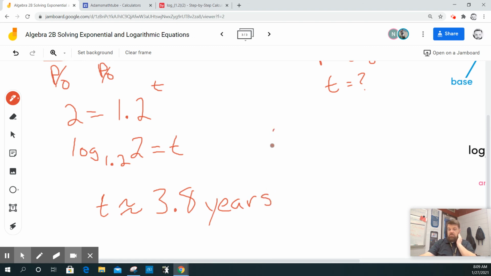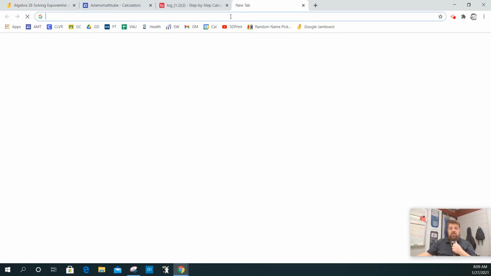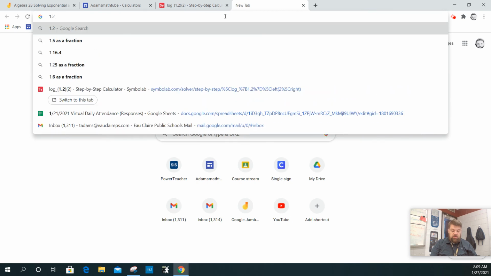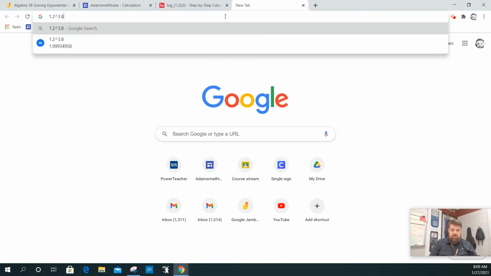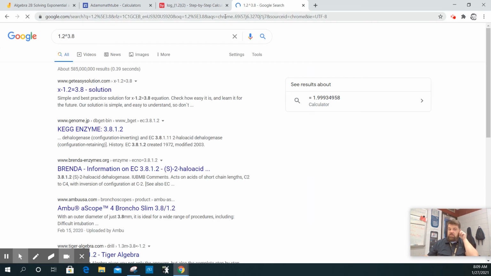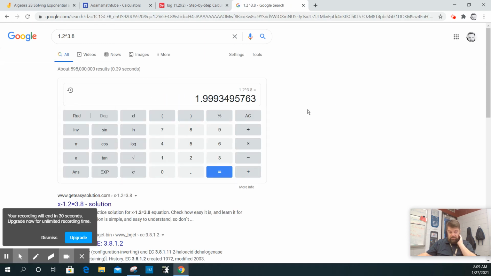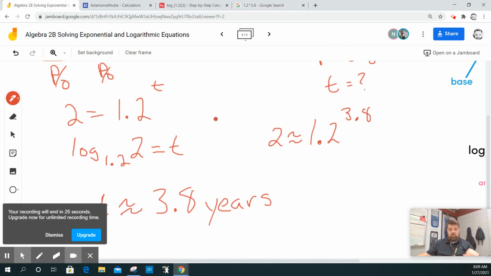In other words, we get pretty close to 2 when I take 1.2 and raise it to 3.8. So we could verify that too on a calculator. It'll be close, 1.2 raised to the 3.8, but it won't be exactly 2. Oh, there it is, right there. See that? It's 1.99999, but that's because we approximated it. But that's one way to solve the problem. Okay.